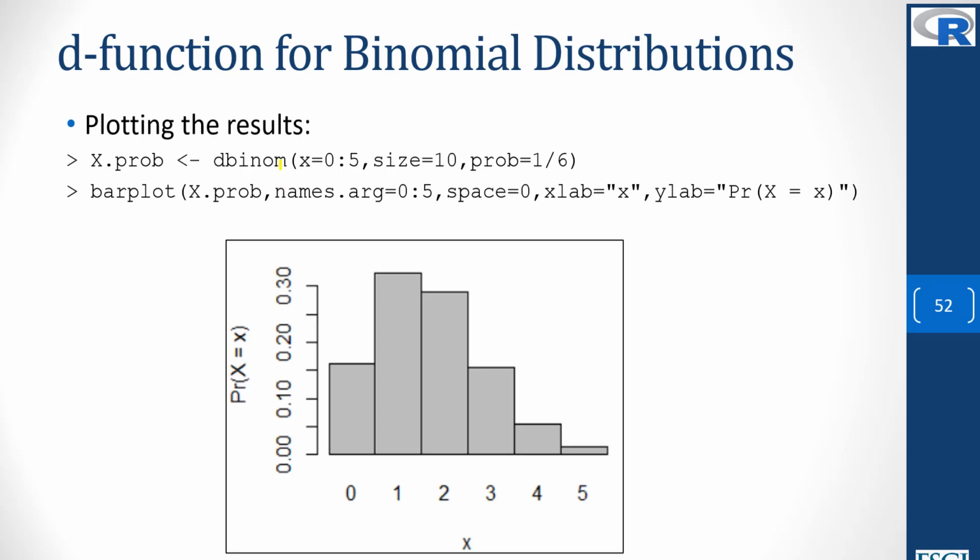And we can plot the results using that vector. So here we are assigning the results of the function to x.prob, and it's a vector of probabilities. And then we just do a bar plot. And you can see here the 0 successes, 1 success, 2, 3, 4, and 5. So we can get a visualization of the probabilities for that scenario.